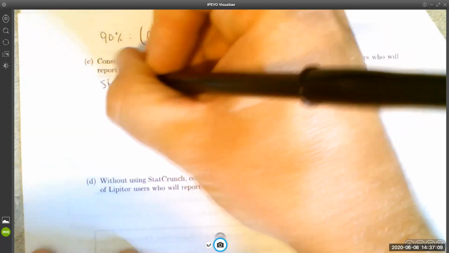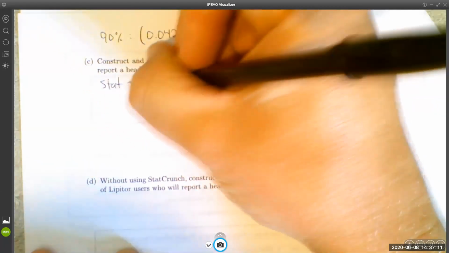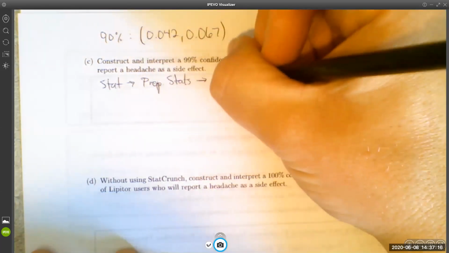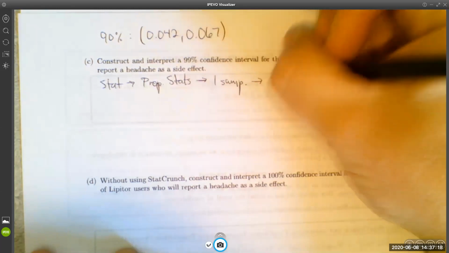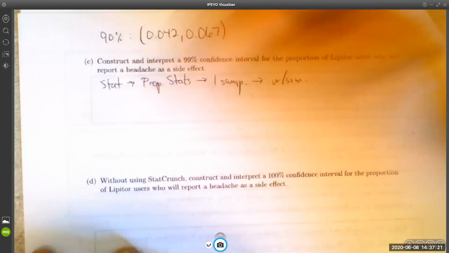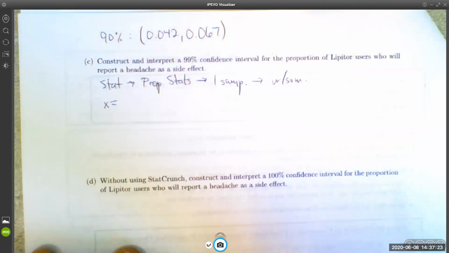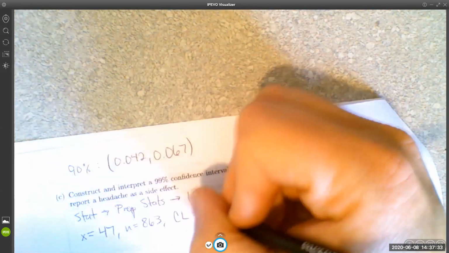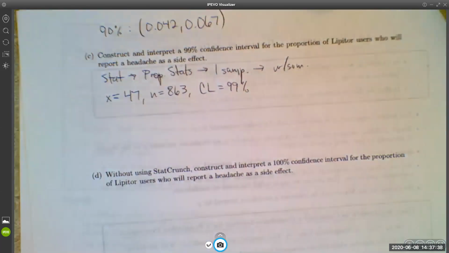Okay, so now what we want to do is construct and interpret a 99% confidence interval. So we're going to do the same thing, right? We're going to go stat, proportion stats, one sample with summary. We're going to enter the same stats as before, right? Number of successes was, I think, 47. Number of observations was 863. This time, though, we want a confidence level of 99%. So that's really the only thing that changes. So let's go to StatCrunch and see how that affects our interval.